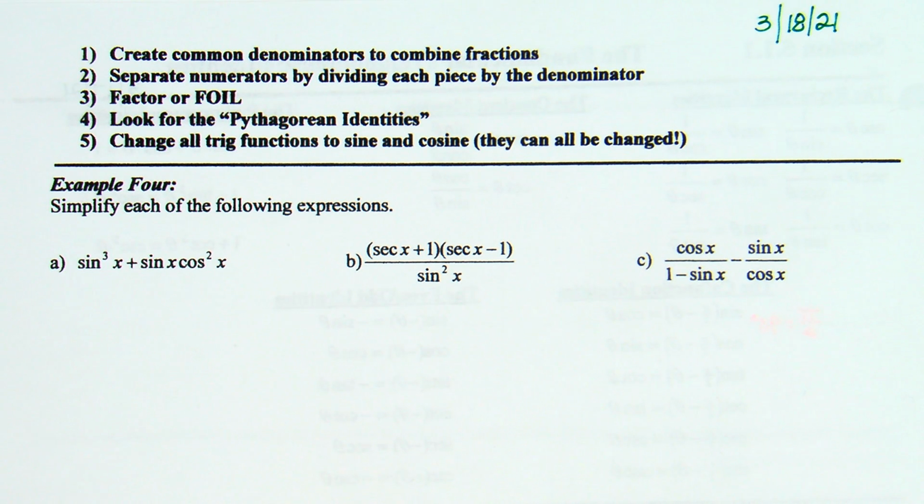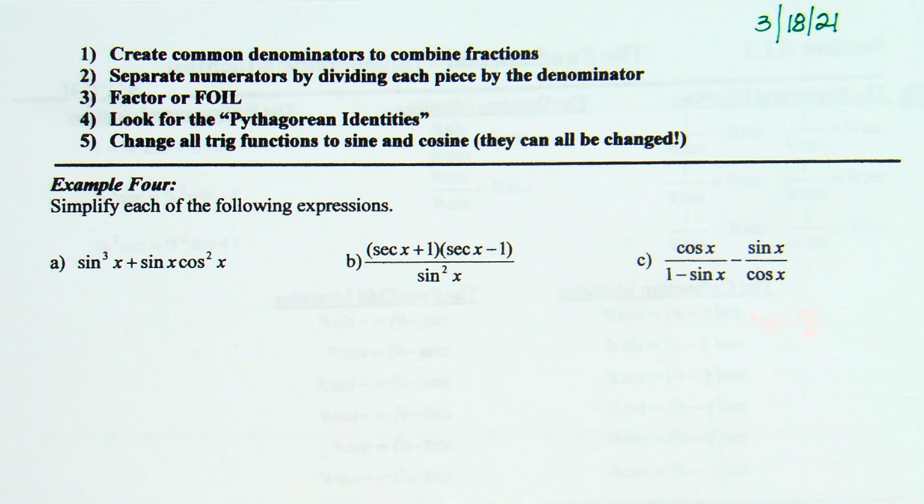Okay, so some of those steps include create common denominators to combine fractions. Obviously, that one can only work if there is more than one fraction being added or subtracted, right? So that's not something you'll do every time. But if you see fractions being added or subtracted, getting them to one fraction will be a good starting point. Item number 2, separate numerators by dividing each piece by the denominator. So that could be taking one fraction and doing just the opposite and splitting it into 2. Okay?